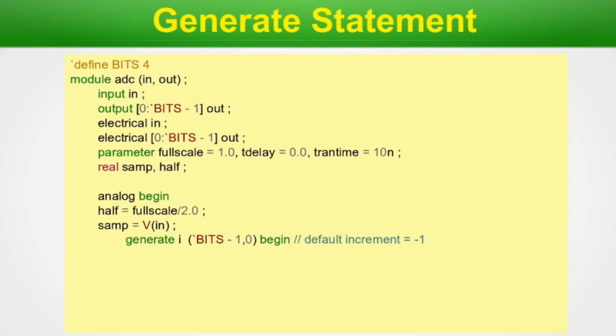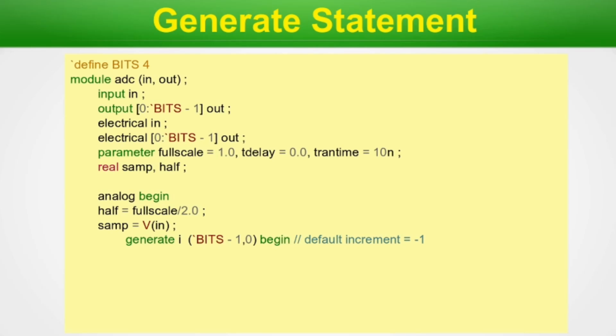So let's start with the generate statement here. We have initialized all the variables, etc., in the analog block. In between the analog block and the generate, we have defined the necessary things here. And let's look at the generate statement here. So the generate statement will repeat itself, but how? It's with i, and i will run from bits minus 1 down to 0.